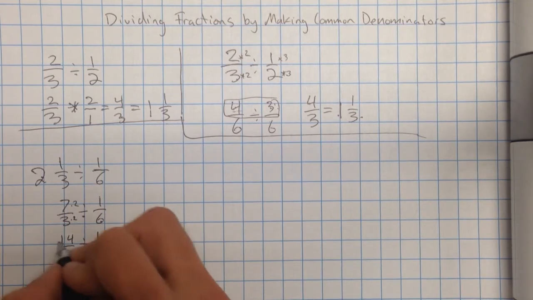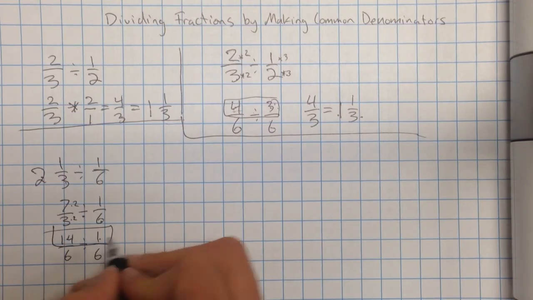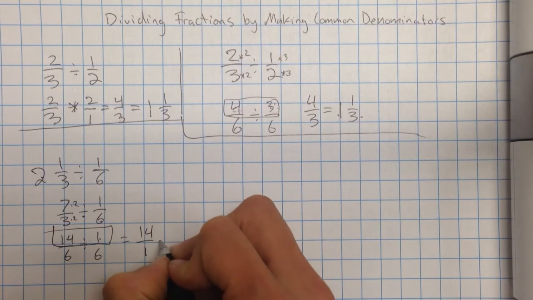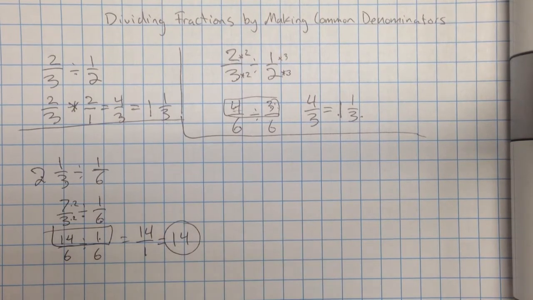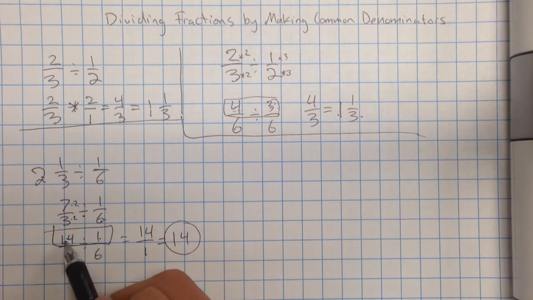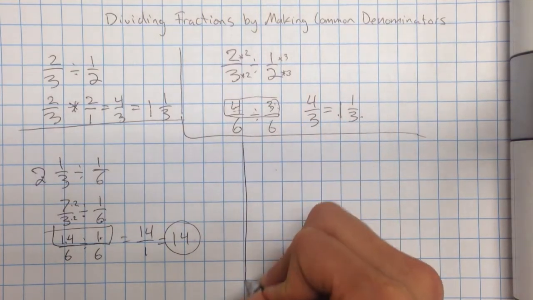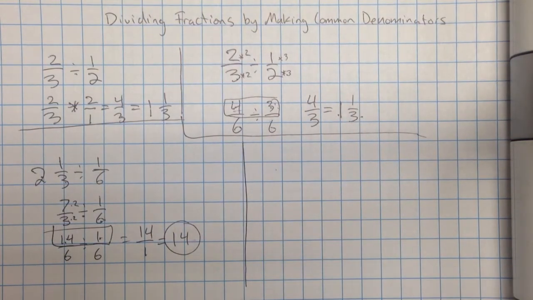I have my common denominator, so all I have to do is look at those two numerators. 14/1, which is the same thing as 14. So 14 is our answer to this one. Okay, so all we did was make improper fractions, make common denominators, and then take that numerator and put it over that numerator, and then simplify. Let's look at another one.